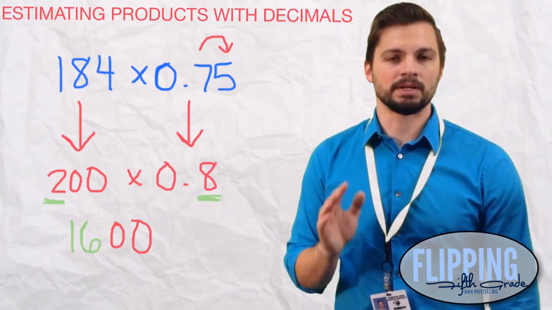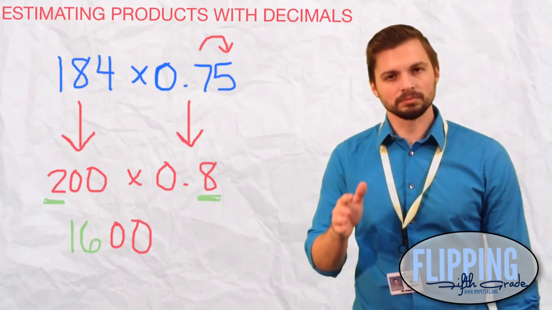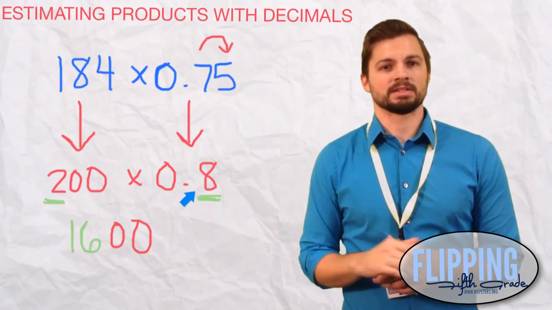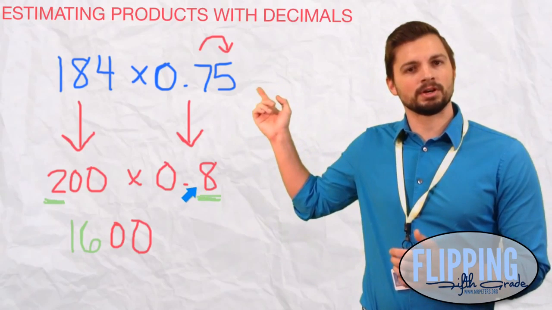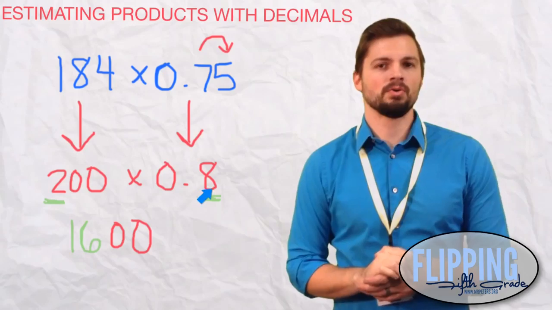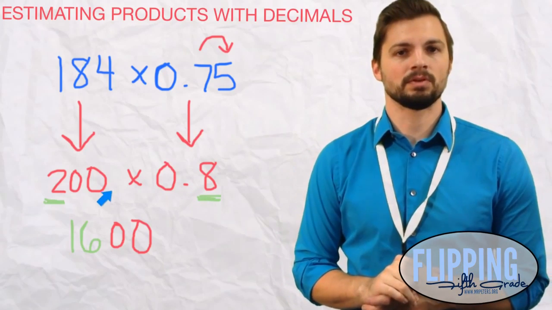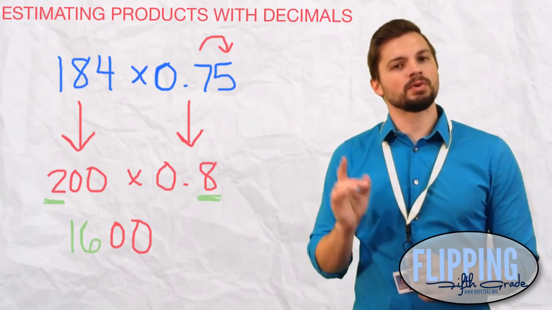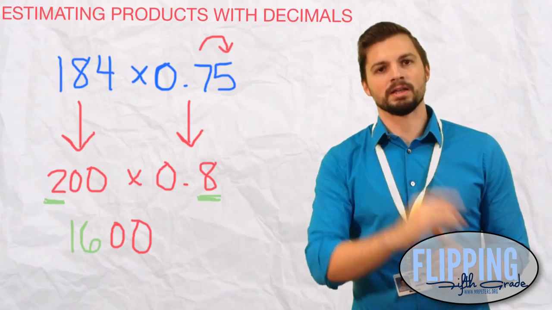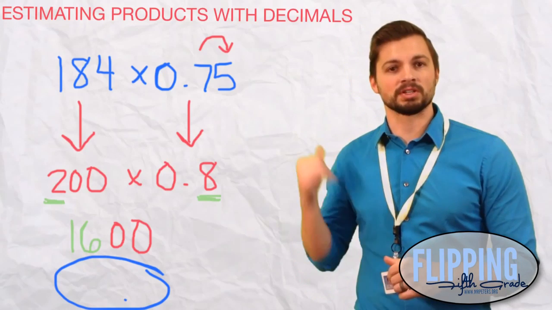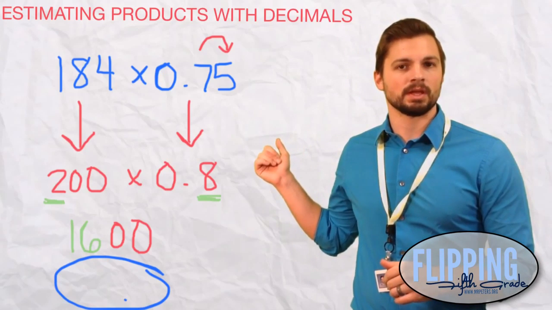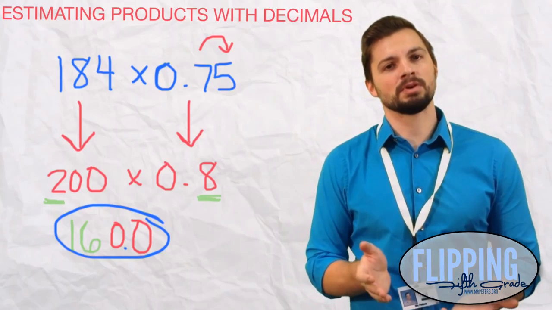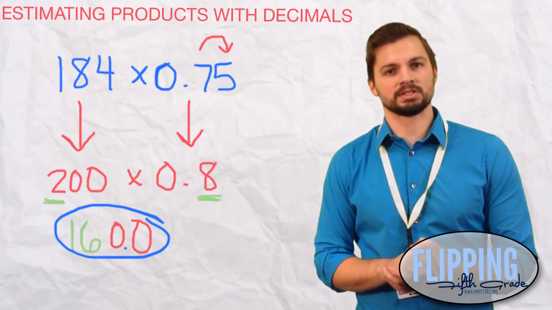Here's the last step, and here is how it's different. How many digits are behind the decimal place in this? Well, let's look. For 200, there are no digits behind a decimal. In 0.8, there is 1, the 8. So in our answer, we need 1 digit behind the decimal. So I start behind my number, and I move to the left 1 place. I put it between the 2 zeros. So my actual answer is 160.